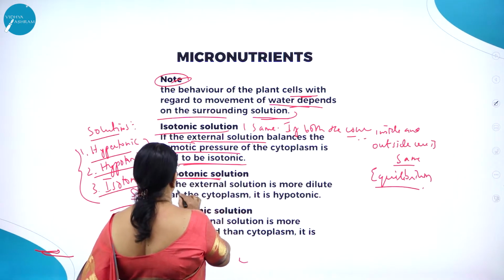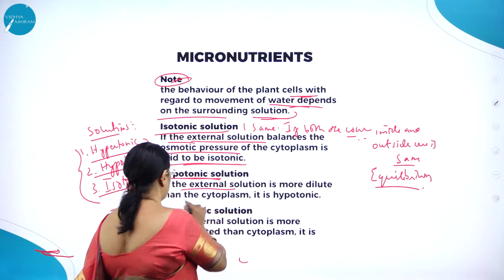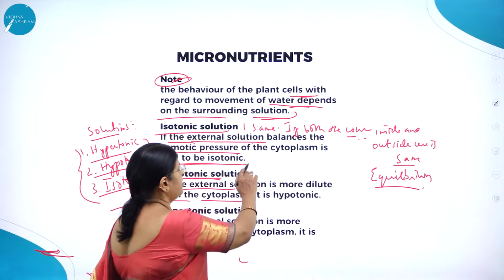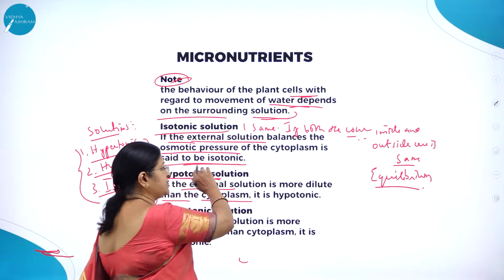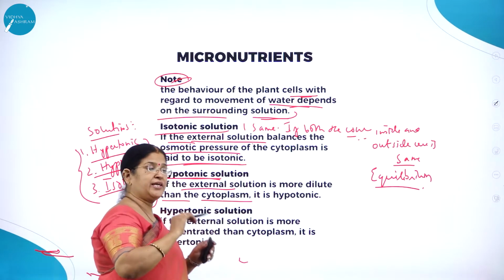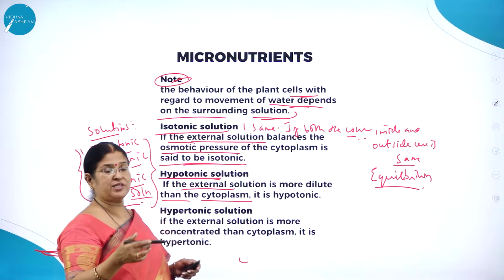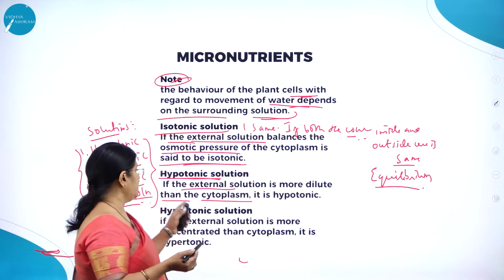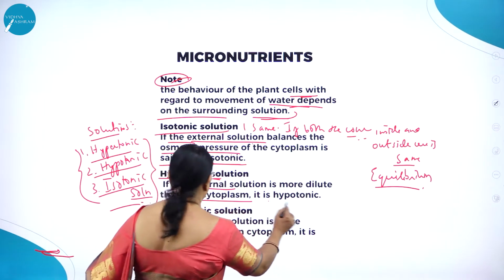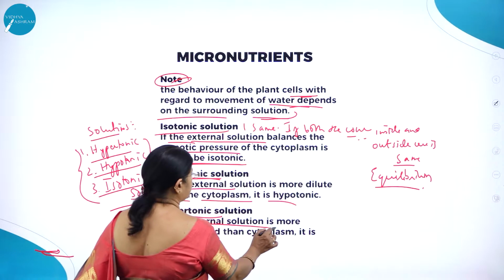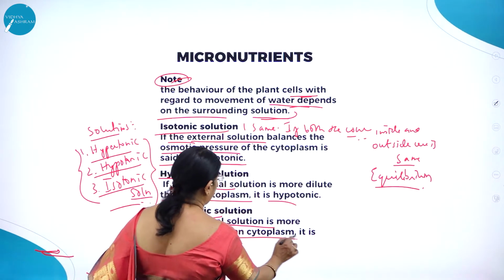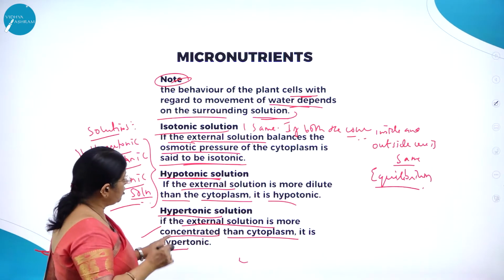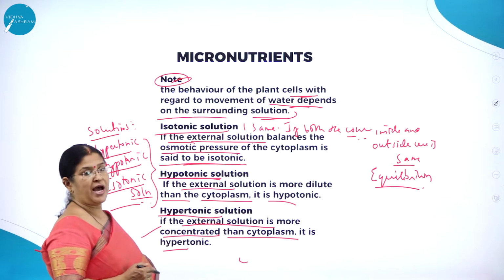So what do you mean by hypotonic solution? If the external solution is more dilute than the cytoplasm, it is called hypotonic solution. In isotonic, the external solution balances the osmotic pressure of the cell, so both the external and the internal solutions are the same. What is hypertonic? If the external solution is more concentrated than the cytoplasm, it is called hypertonic solution.